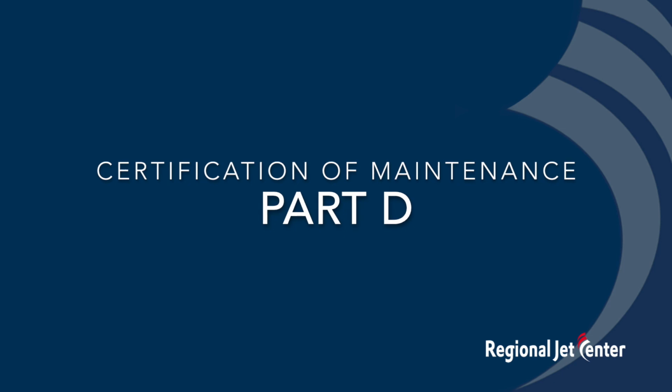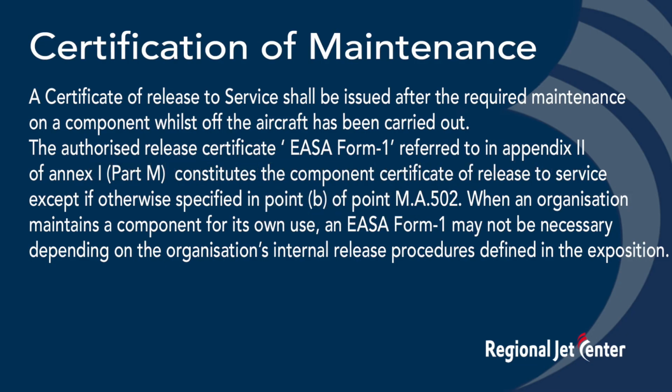Let's take a look at Part D. A certificate of release to service shall be issued after the required maintenance on a component whilst off the aircraft has been carried out. The Authorized Release Certificate EASA Form 1, referred to in Appendix 2 of Annex 1 Part M, constitutes the component certificate of release to service, except if otherwise specified in Point B of Point MA 502. When an organization maintains a component for its own use, an EASA Form 1 may not be necessary, depending upon the organization's internal release procedures, defined in the exposition.